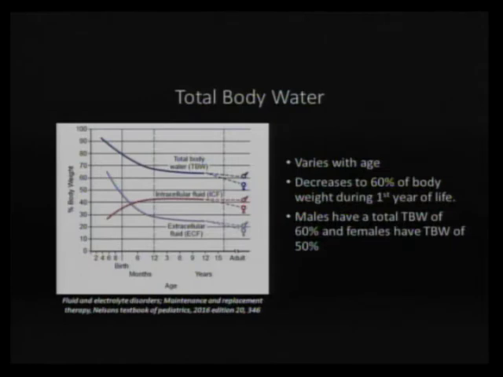So the fetus has high total body water, which decreases to approximately 75% of birth weight for a term infant, and decreases to 60% of body weight during the first year of life. Fat has a lower water content, therefore by the end of puberty, females' total body water decreases to approximately 50%, while males stay at approximately 60%. Overweight children, many of which we have in our clinic, also tend to have a decreased total body water.